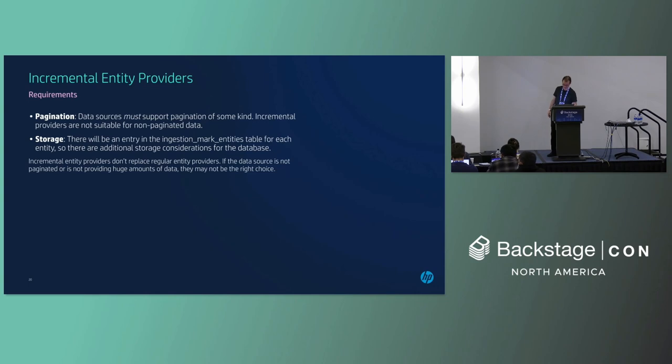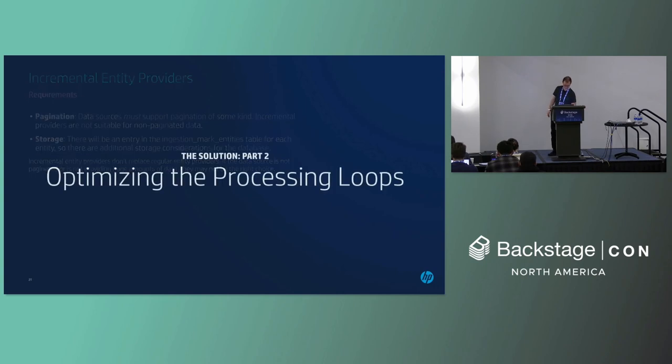So that solved half the problem. That got us to the point where we could ingest those very large sources of data in small enough chunks that there was never a point where they were flooding the catalog. Which leads me to the second part of the solution, optimizing the processing loops. It was still taking too long to get from an ingested entity to it being visible in the catalog.